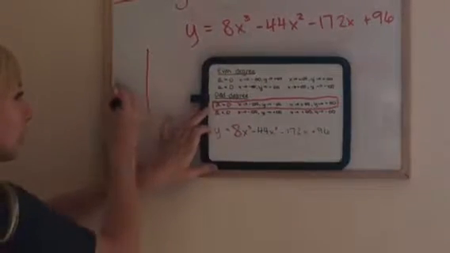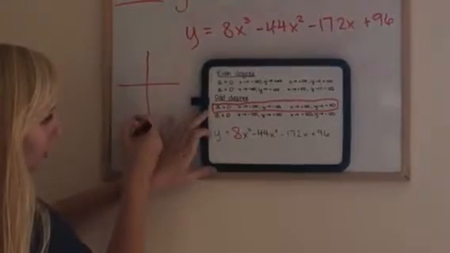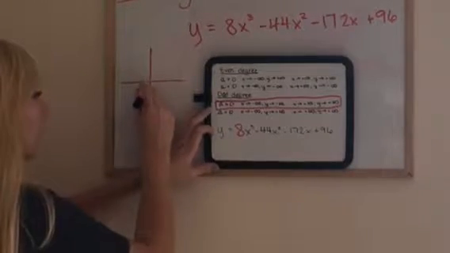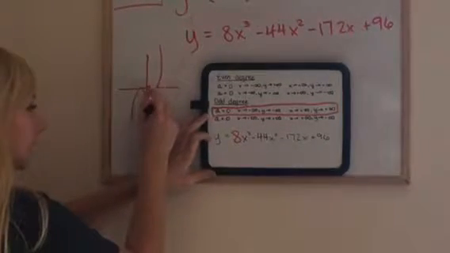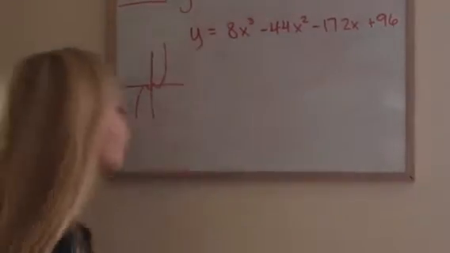Sorry, I have two whiteboards going on here. So when x is approaching negative infinity, we'll be approaching that, and then as x is increasing, y will be increasing. So it'll probably look something like this as it hits those zeros right there. And that's basically how you tell what the end behaviors are.